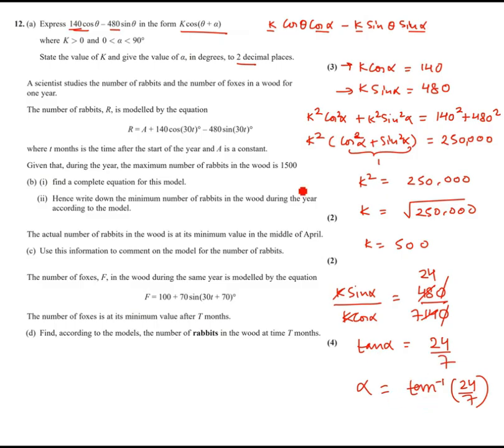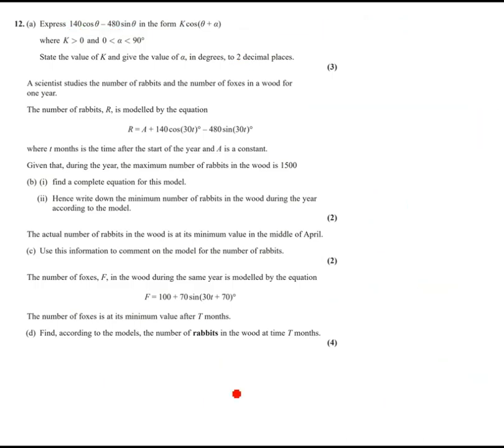So this gives me, we need to give the answer to 2 decimal places, that means alpha is 73.74 degrees. Okay, so that means k is 500 and cos theta plus 73.74 degrees. So this thing can be written as this. Okay, now let's do the next part.